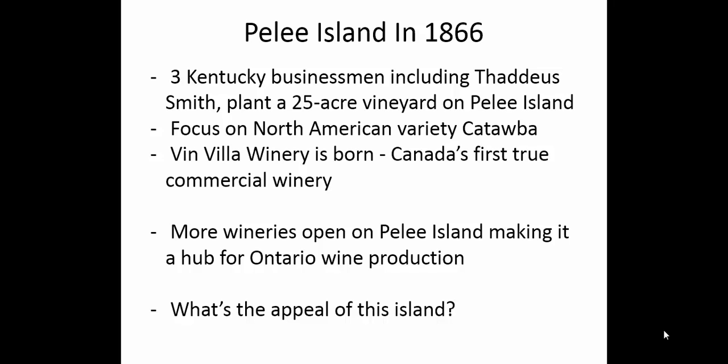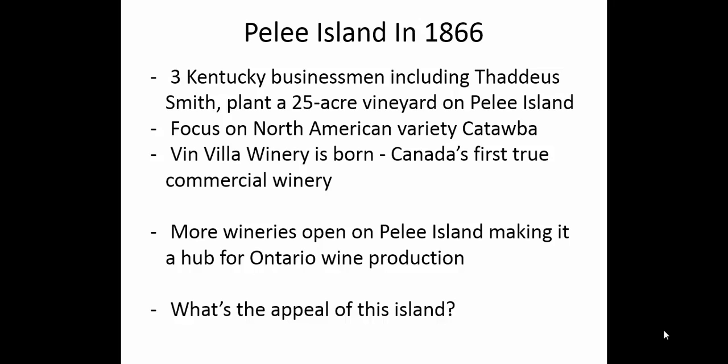Pelee Island, which is, of course, a small island off the coast of southern Ontario in Lake Erie, had its first winery in 1866 when 3 Kentucky businessmen, including Thaddeus Smith, planted a 25-acre vineyard. Their focus was the North American variety Catawba, and the first commercial winery in Canada was born, and its name was Vinvilla. More wineries continued to open on Pelee Island, and it ultimately became a hub for Ontario wine production.